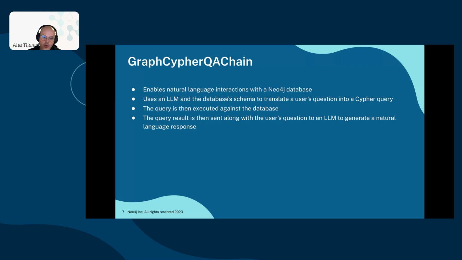The query is then executed against the database, and the result is sent along with the user's original query back to the LLM, or you can use a second LLM if you wish. The LLM uses this information, the original query and the result from the database, to answer the user's original query. Okay, let's see it in action.